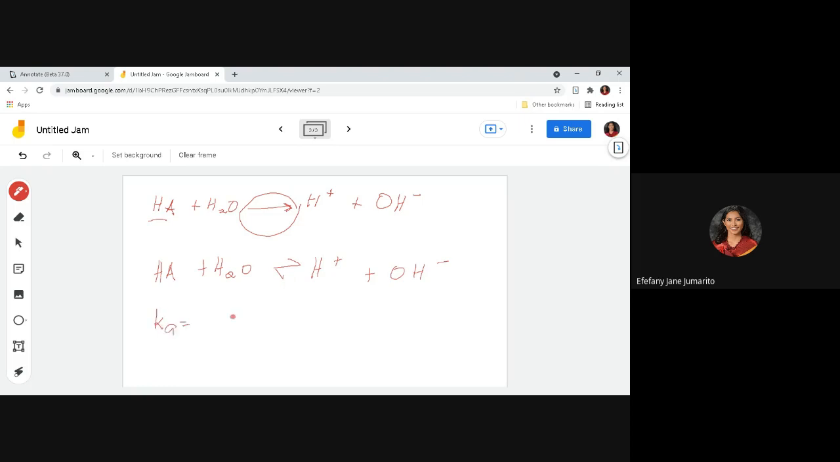Now Ka is again the product over reactant, which is H plus and the OH minus over the HA. Also, if we have weak acids and weak bases, then we will have a conjugate acid and also a conjugate base.